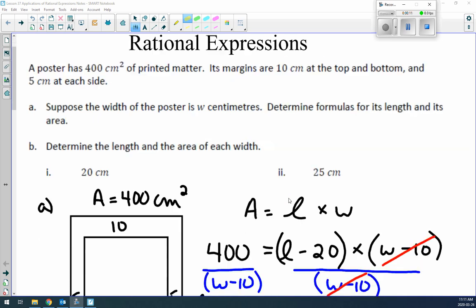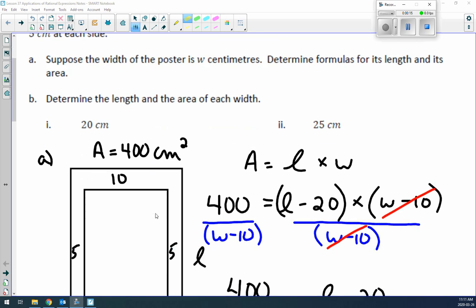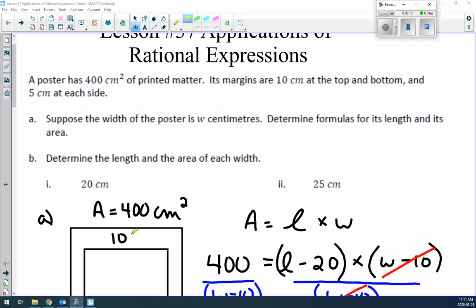So what we have here is a poster that has 400 square centimeters of printed matter, right? So the whole thing's area is 400. Its margins are 10 centimeters from the top and the bottom and 5 from each side. Suppose that the width of the poster is W centimeters. Determine formulas for its length and its area, and then use that formula to determine the length and area for each width. Okay, so here are the two. We're going to work with 20 and 25.